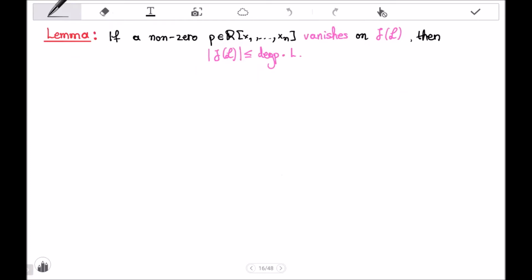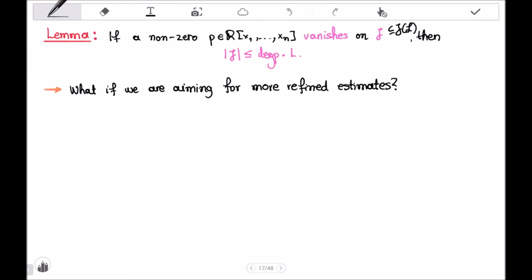Something to notice here is that you don't even need to apply this on the whole set of joints. If you are only interested in a subset of the set of joints, then you would run the same argument for that subset, and you would show that the subset has size at most the same bound. So why am I saying this? Suppose that we wanted slightly more refined estimates. What do I mean by that? Let's say that we want to count the k-rich joints. So joints lying in about k lines.